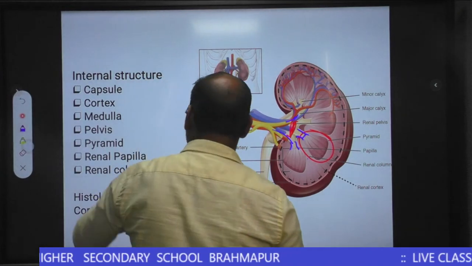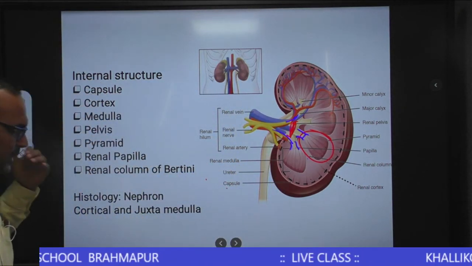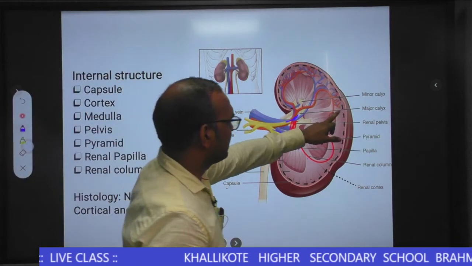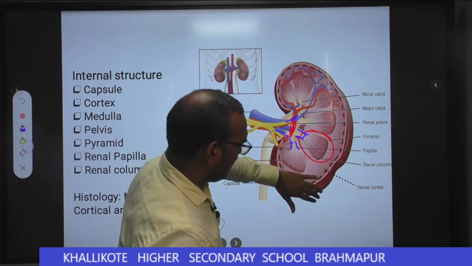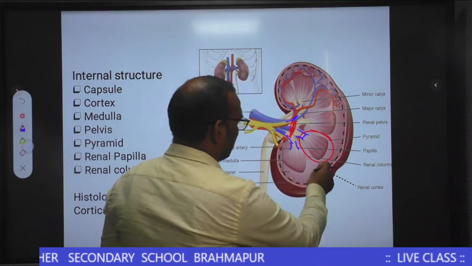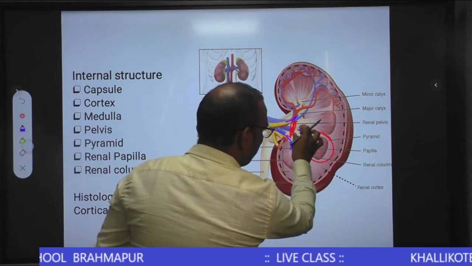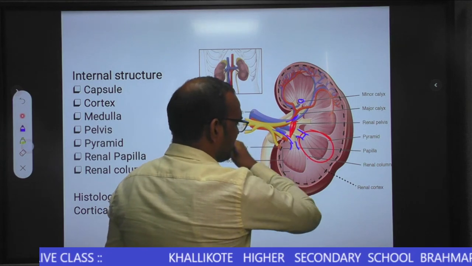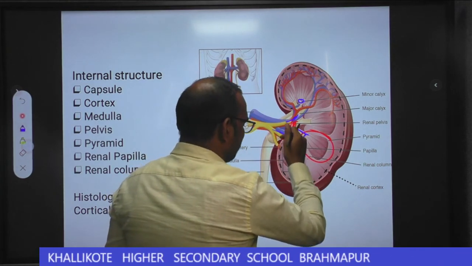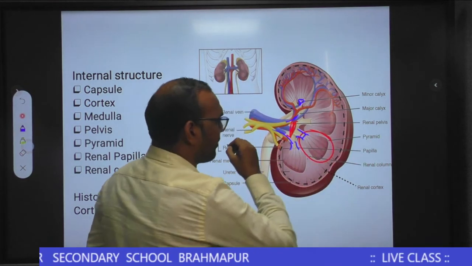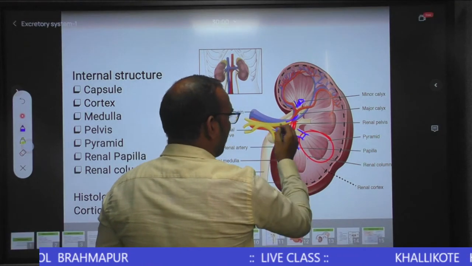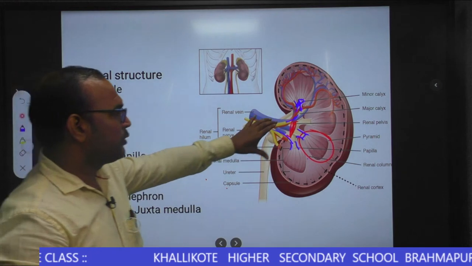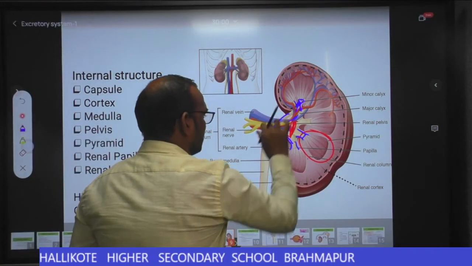Again, we can also see what the things in the structure are. In the cortex and medulla, in the medulla part you see all these pyramid-like structures. Just below the pyramid we have the papilla, and from there we have this region, the minor calyx. The minor calyxes all join to form the major calyx, and all the major calyxes join to form this bigger portion, which is the pelvis.